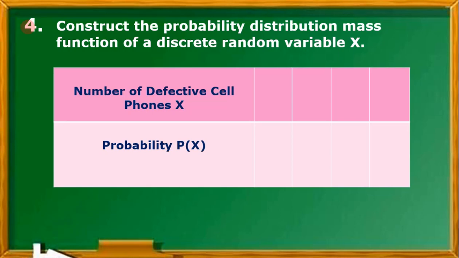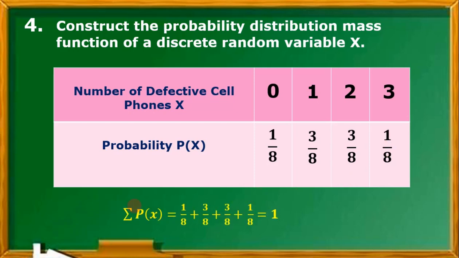So we construct the probability mass function of the discrete random variable x. For the number of defective cell phones, we have 0, 1, 2, and 3. Then their corresponding probabilities: P of x equals 0 is 1/8. P of x equals 1 is 3/8. P of x equals 2 is another 3/8. And then the probability of x equals 3 is equal to 1/8.